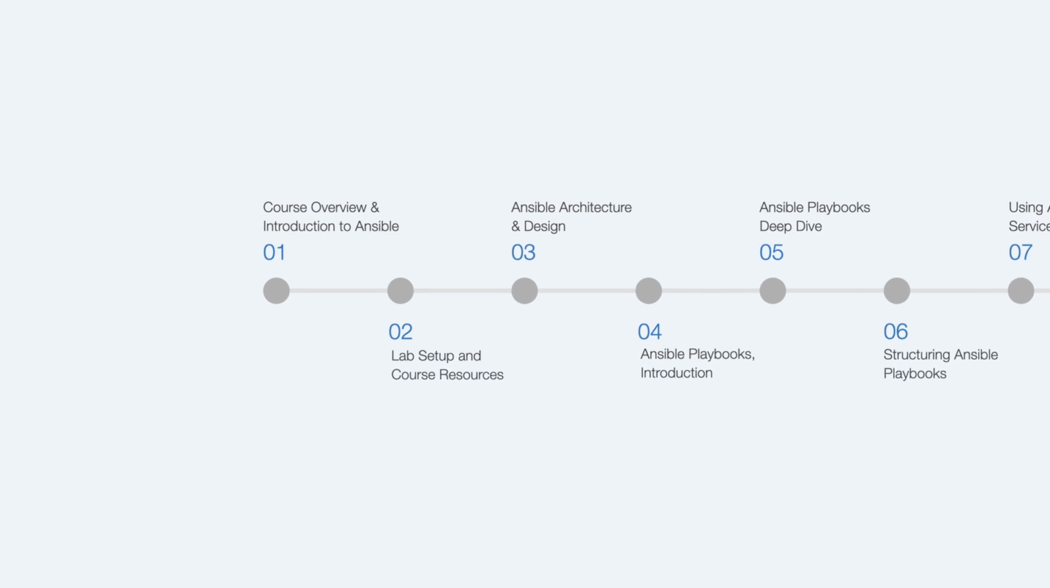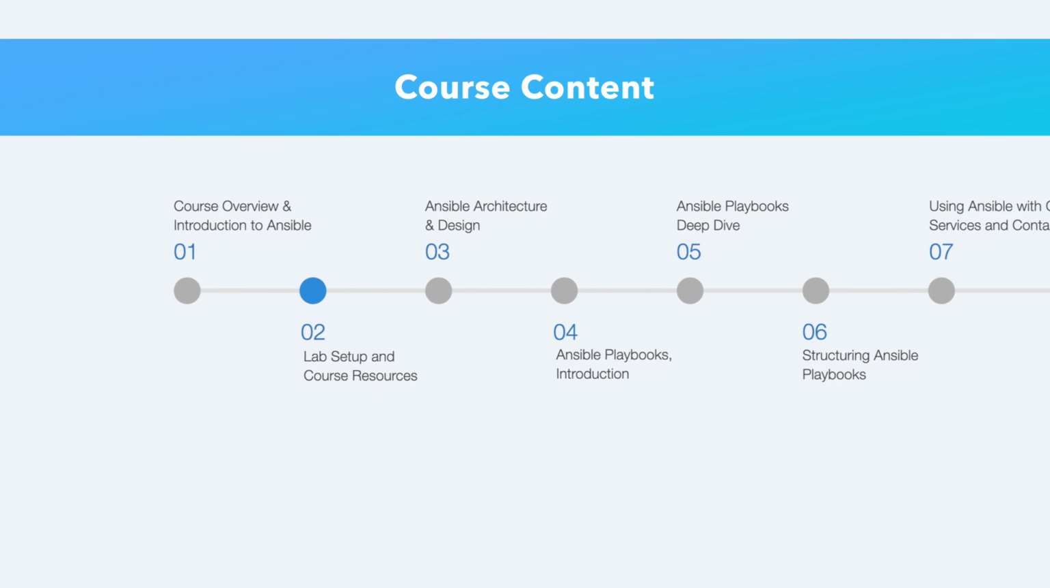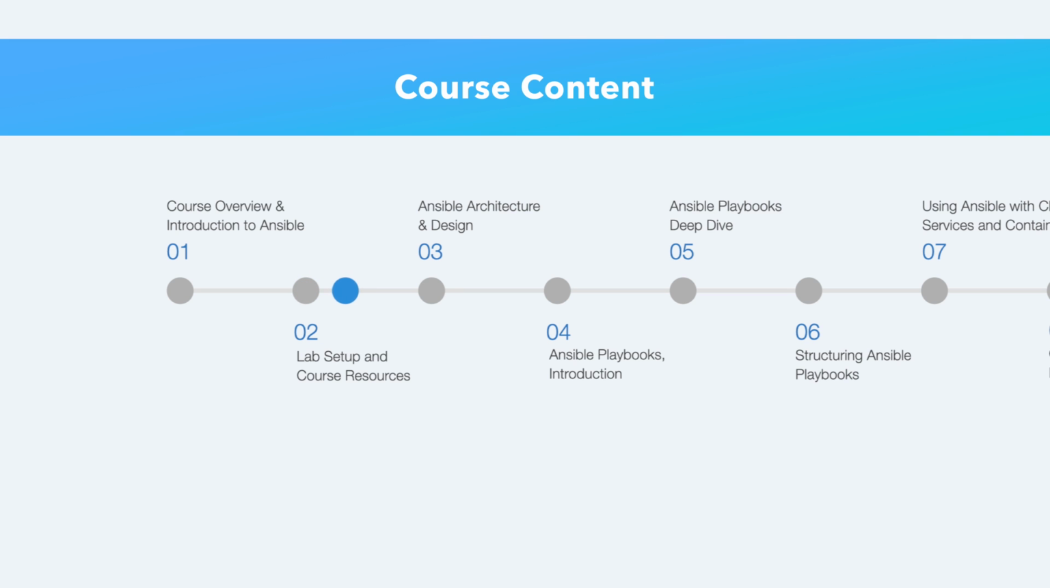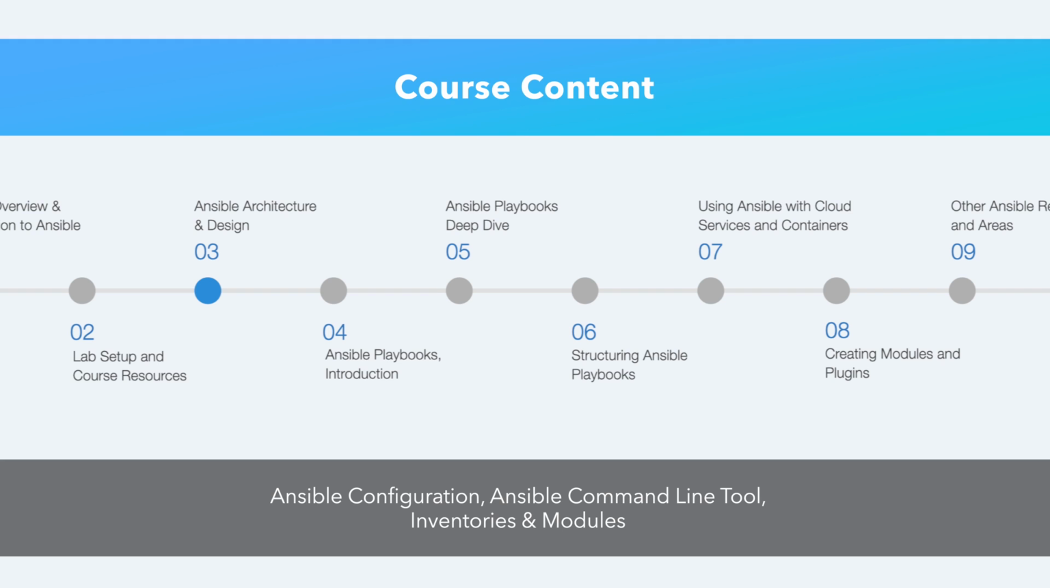Course content. We're currently in the first section, and after this overview, we'll start with an introduction to Ansible. Next, we'll install Docker, a requirement for our lab environment. We'll configure the Ansible lab. We'll set up a trusted relationship between our hosts with SSH, and we'll configure the course code repository. In section 3, we'll look at Ansible architecture and design.